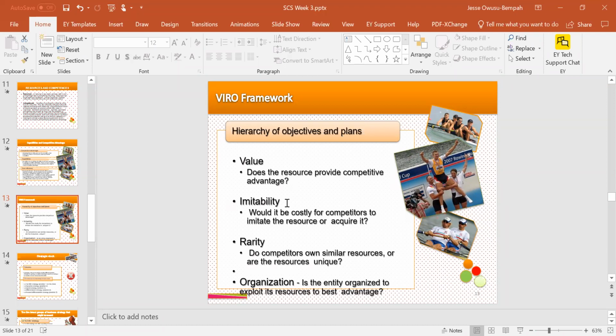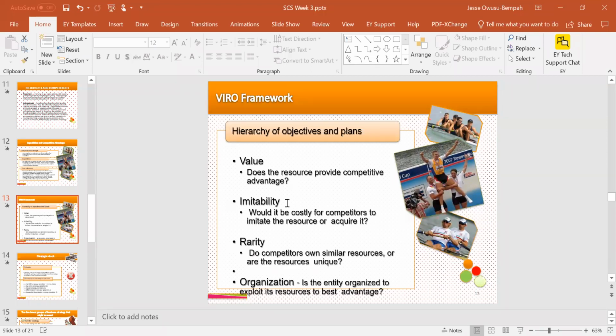Then you have rarity. Are the resources unique? The VIRO framework is used for analyzing resources in relation to competitive advantage. Are the resources unique, or are there similar resources that everyone has? For example, a unique resource would be Cristiano Ronaldo in football, or LeBron James in basketball. That's a unique resource. It's rare. Or Ronaldinho, rare.